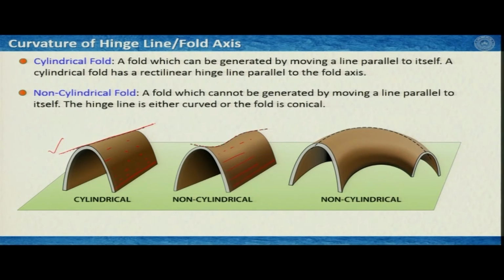This is also a different kind of non-cylindrical fold. Here we have a depression along the hinge line, and here the entire hinge line is folded in a different direction. But the bottom line is that the fold axis here is also not straight, it is curved, and therefore, this is also a type of non-cylindrical fold.